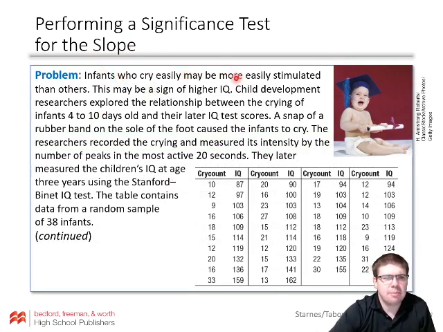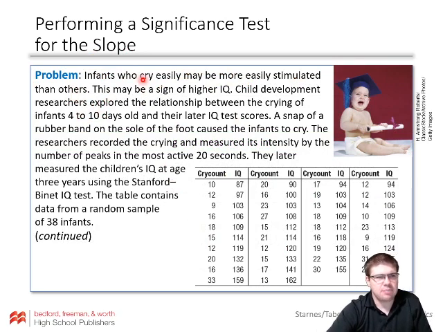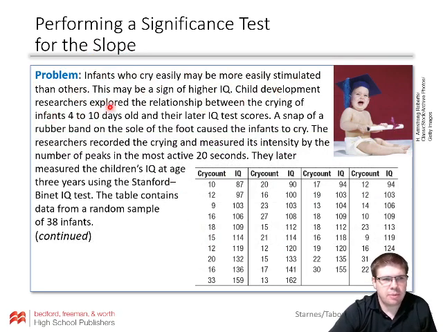Infants who cry easily may be more easily stimulated than others. This might be a sign of a higher IQ. Child development researchers explored the relationships between the crying of infants 4 to 10 days old and their later IQ test scores. A snap of a rubber band on the sole of the foot caused the infants to cry. So they hit them with a rubber band and make these children cry. The researchers recorded the crying and measured its intensity by the number of peaks in the most active 20 seconds. They later measured the child's IQ at age 3 years using the Stanford-Binet IQ test. The table contains data from a random sample of 38 infants.